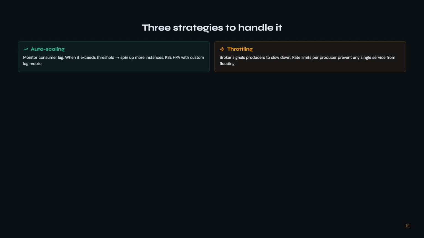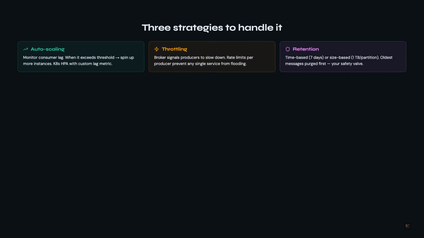Retention policies. Don't hold messages forever. Configure time-based retention. Delete events older than 7 days. Or size-based retention. Max 1 TB per partition. Oldest messages purged first. Combined with consumer lag monitoring, this gives you a safety valve.